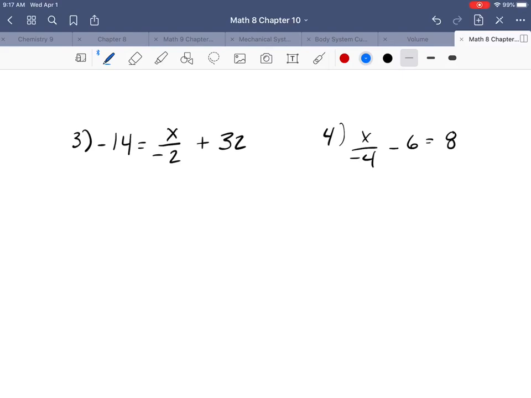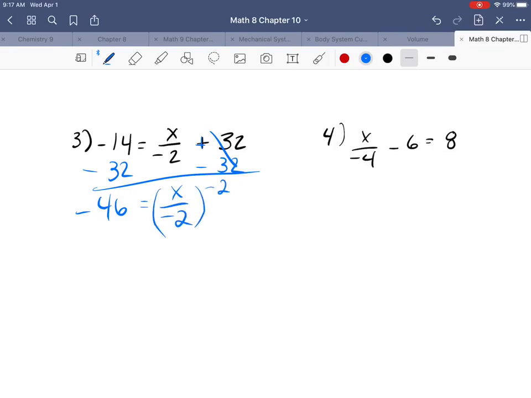Over here, I find my plus or minus, and I found my plus 32, so I need to subtract it. Bam it out, subtract 32. -14 minus 32 becomes more minusy, minus 46 equals x over -2. Put brackets around that, -2 up in the corner, bam it. Okay, times this side by -2, because that's what we did up there. Negative times a negative is a positive, so 2 times 46 becomes a positive 92 equals x.